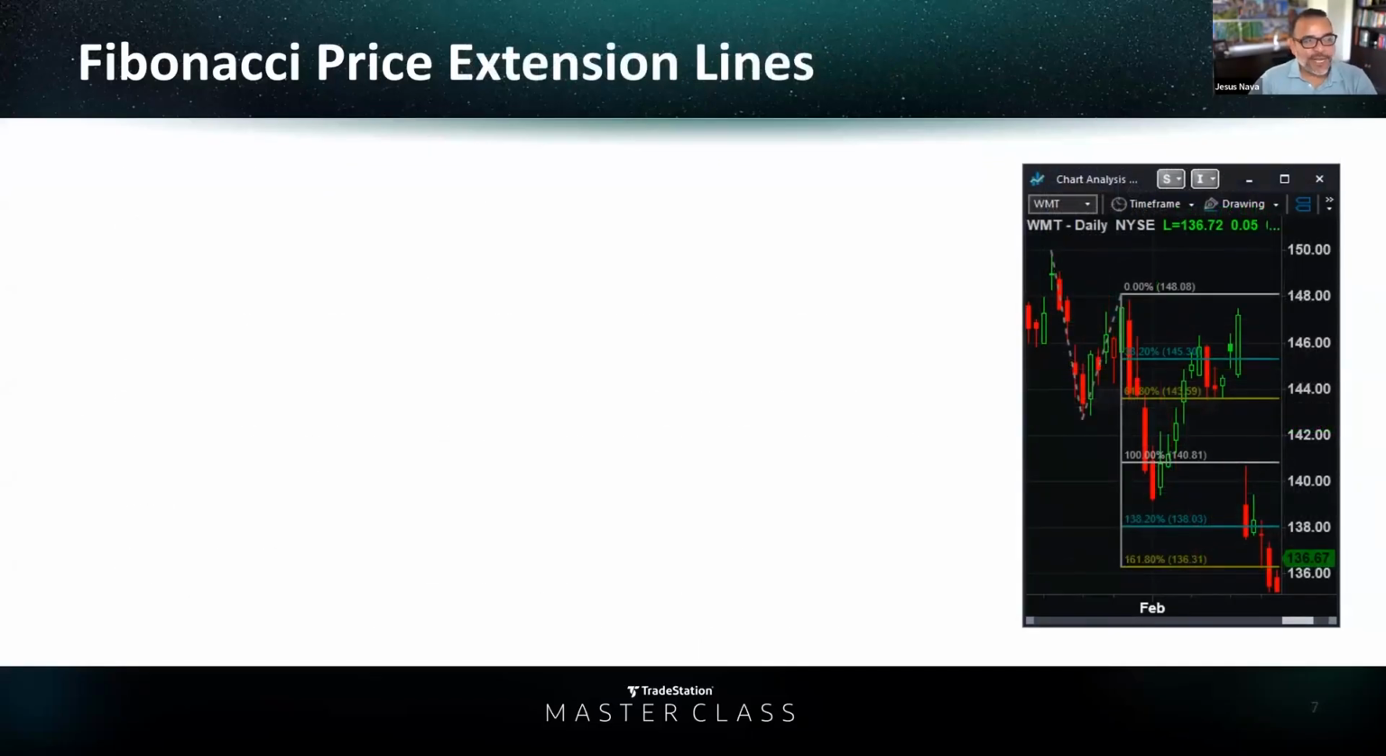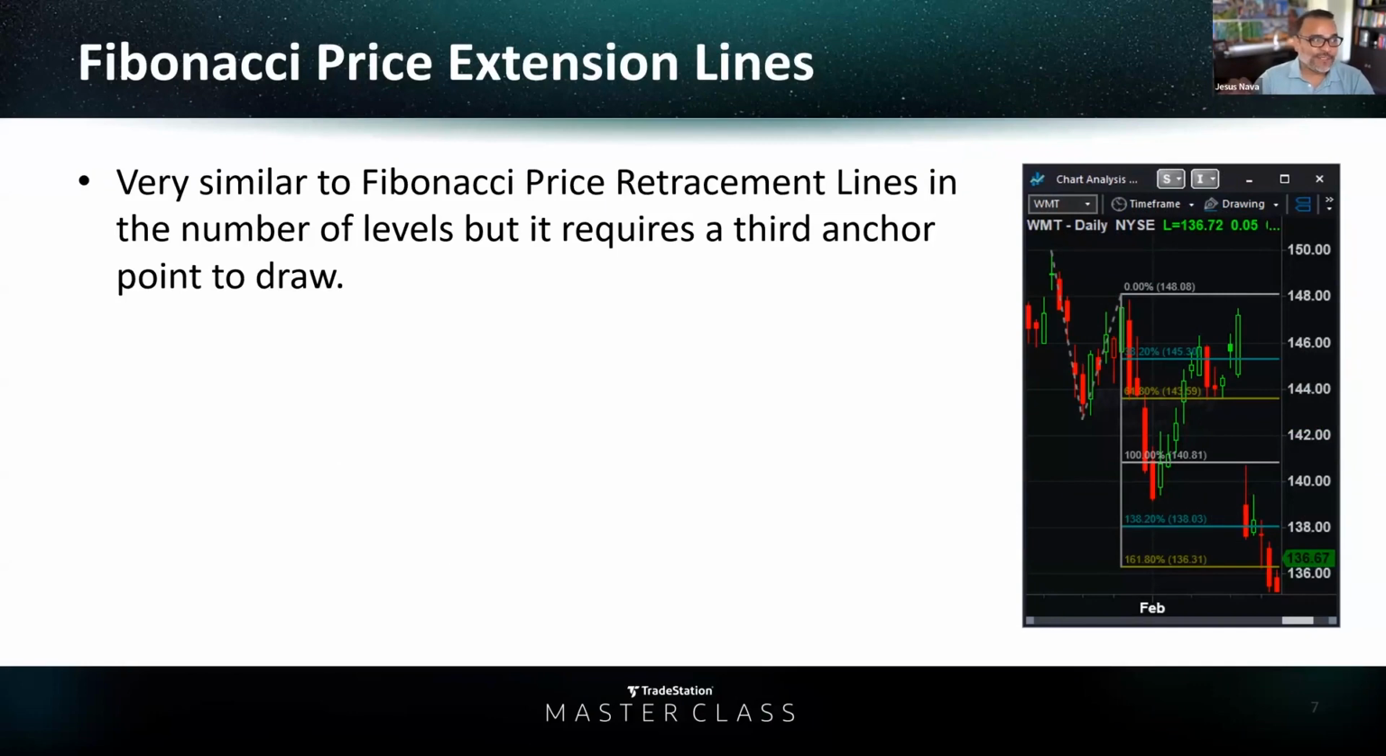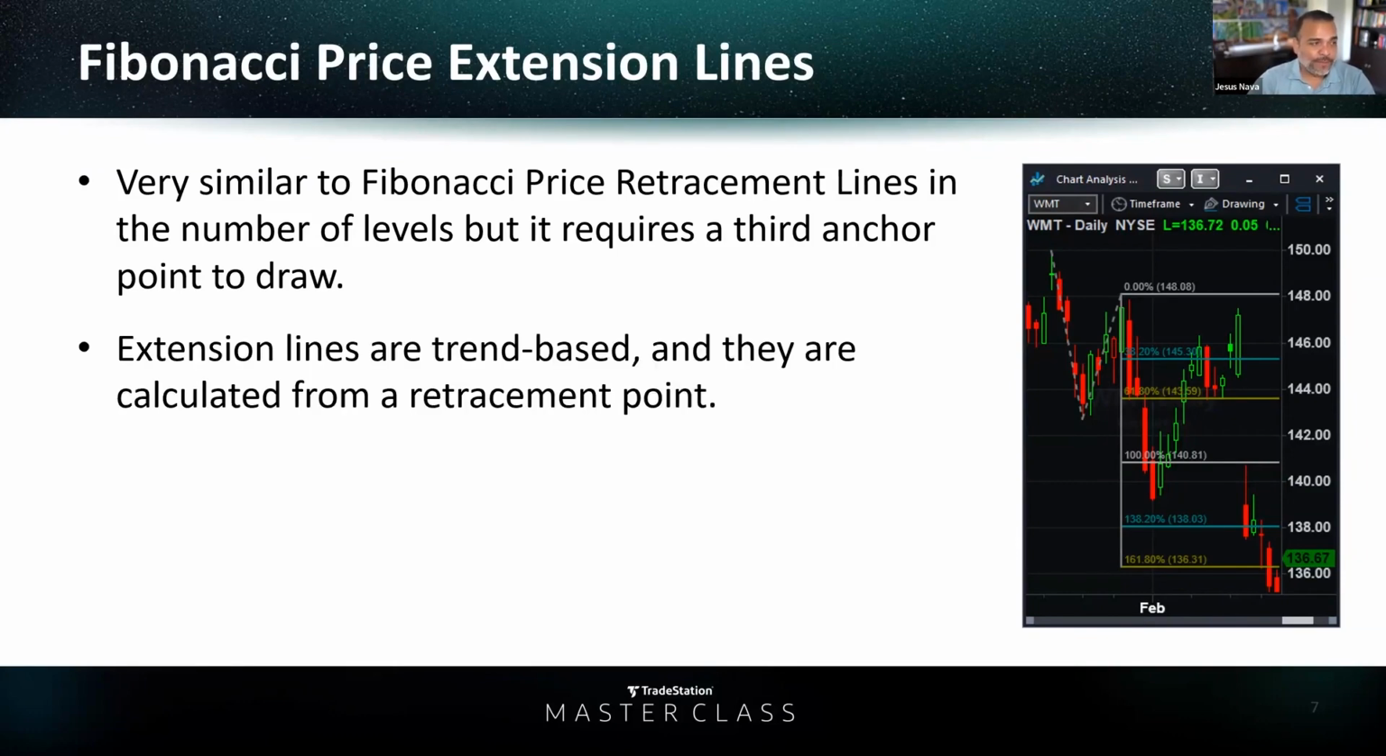The next one is the Fibonacci price extension lines, which look very similar to the Fibonacci price retracement lines with a slight difference. So that's what it says here. Very similar to the Fibonacci price retracement lines in the number of levels, but it requires a third anchor point to draw. The extension lines are trend-based, and they are calculated from a retracement point. So you find a retracement, and then you measure that retracement, and then you can measure that going forward.